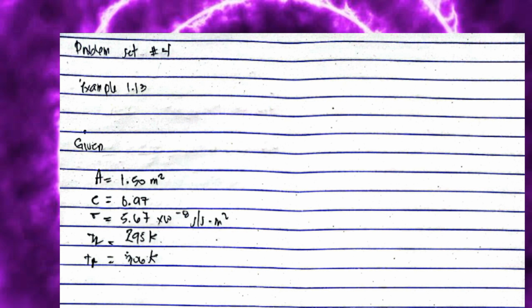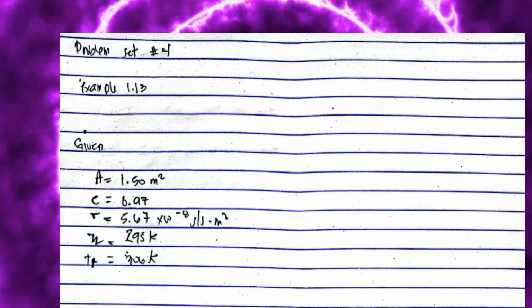And our sigma, the Stefan-Boltzmann constant, is 5.67 times 10 raised to the power of negative 8 joules per second times meter square times Kelvin to the fourth. Then we insert the T2, which is the temperature of the environment in Kelvin, 295 K. Our T1 is 306 Kelvin, which represents the temperature of the object in Kelvin.